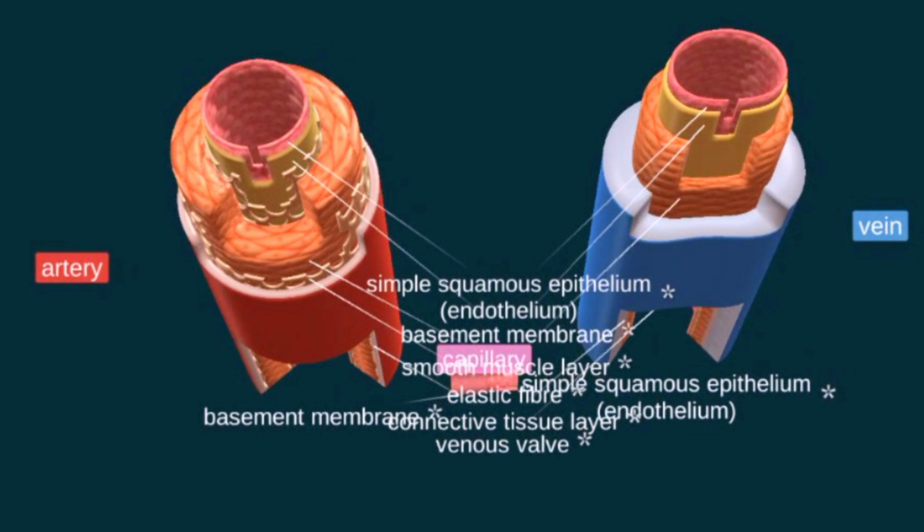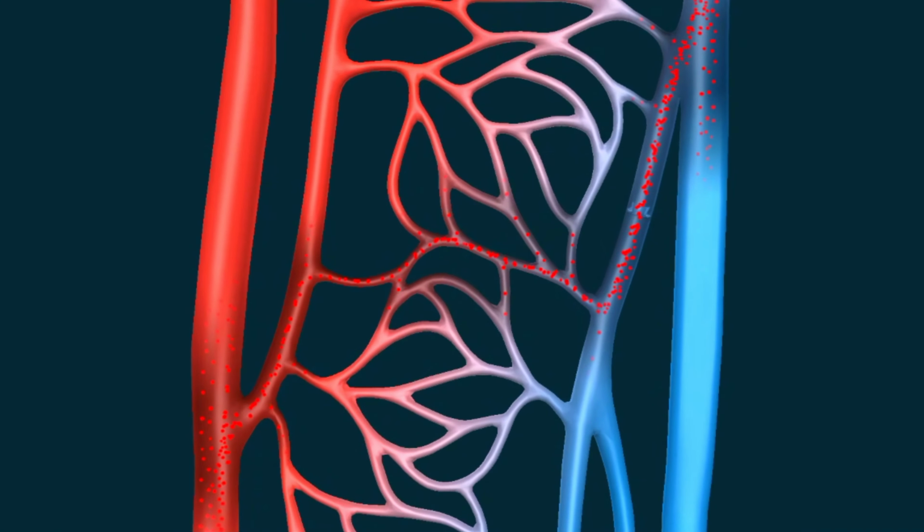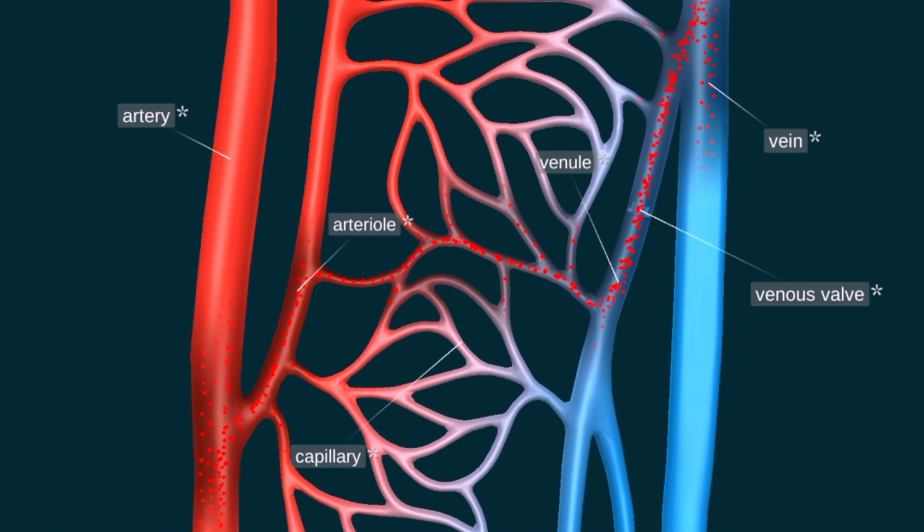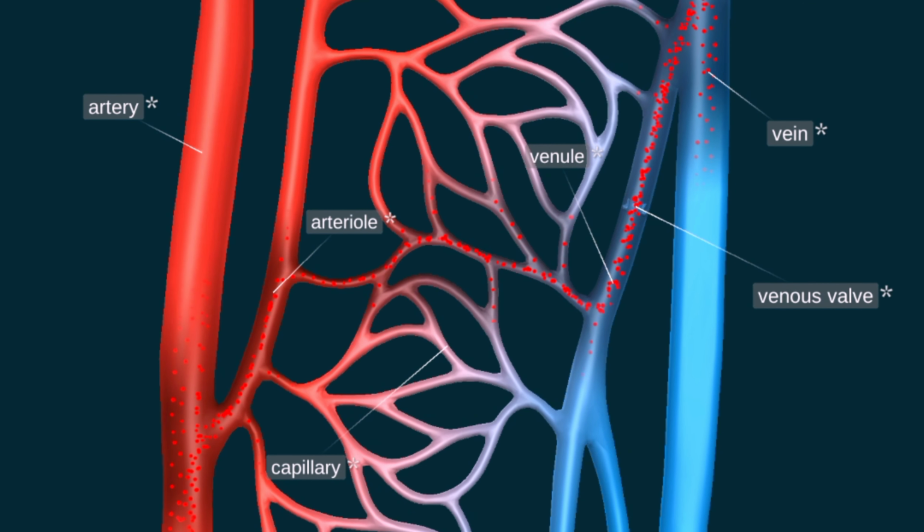Number 1. Arteries have a thicker tunica media and a smaller lumen compared to veins, which have a thinner tunica media and a larger lumen. Number 2. Arteries carry oxygenated blood away from the heart, while veins carry deoxygenated blood back to the heart. Number 3. Veins have valves to prevent backflow of blood, while arteries do not have valves. Number 4. Arteries have a higher blood pressure than veins.